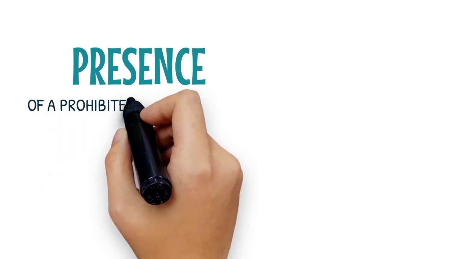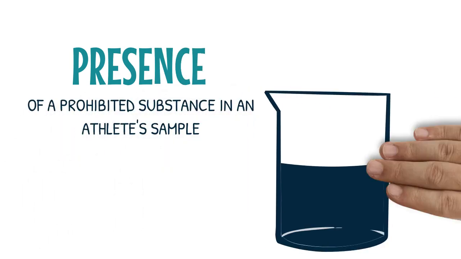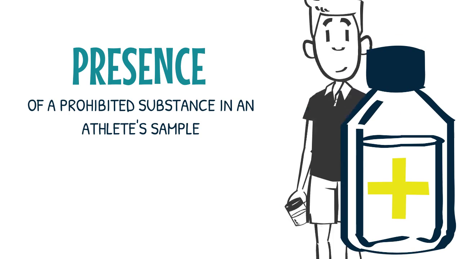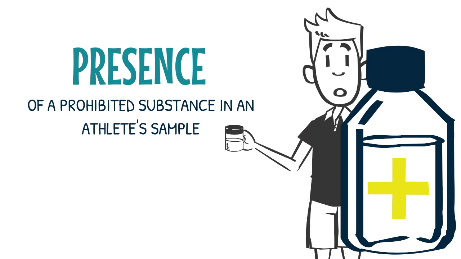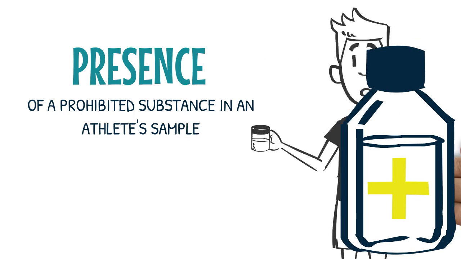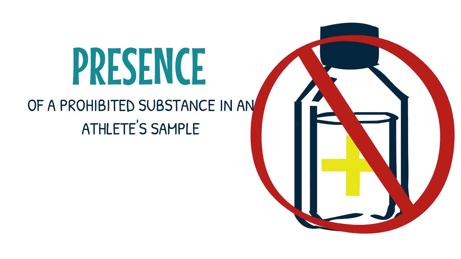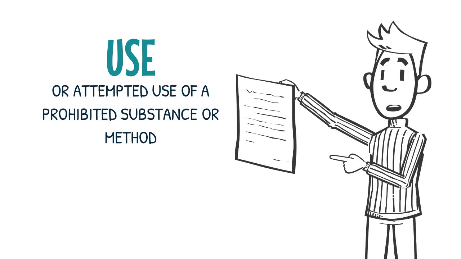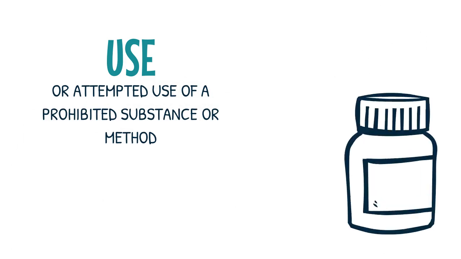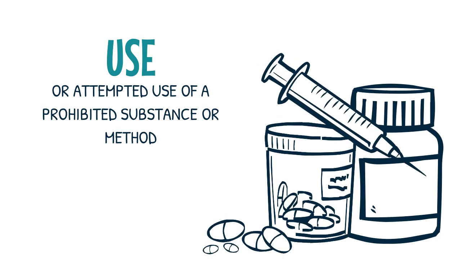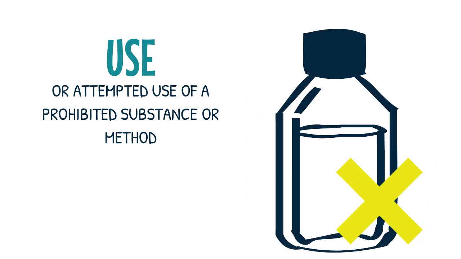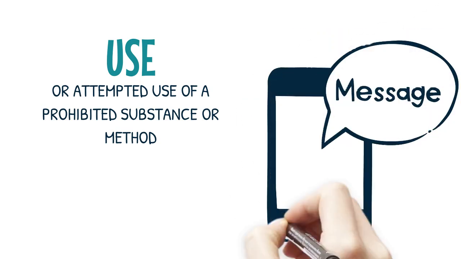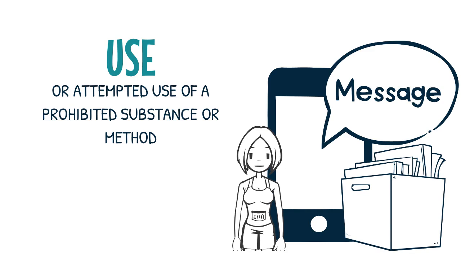Presence is when an athlete is tested and their sample comes back positive. Even if an athlete has not intentionally used a prohibited substance, if it's in their sample, they've committed an ADRV. Use is when Sport Integrity Australia can show that an athlete has used or tried to use something that's prohibited, even if they've never been tested before or did not intend to use the prohibited substance. Text messages, athlete admissions, and witness statements can all show use.